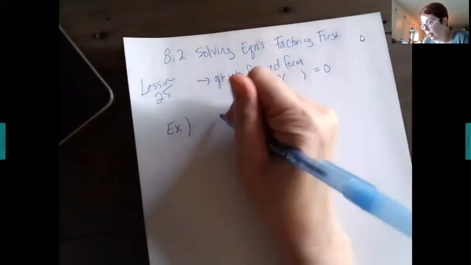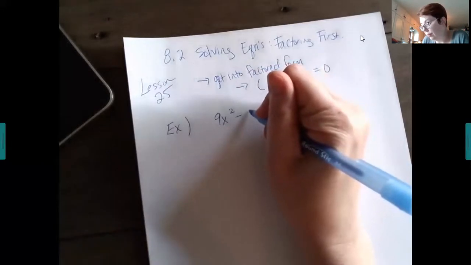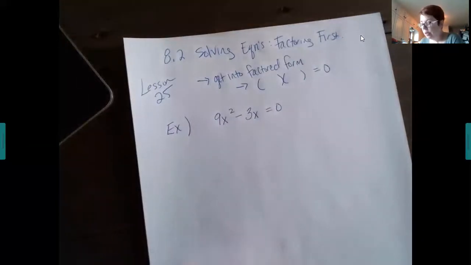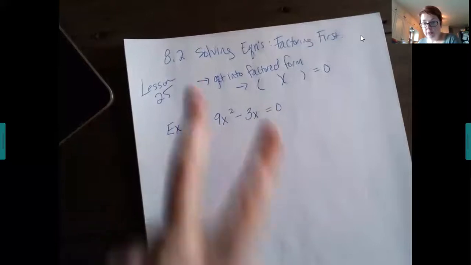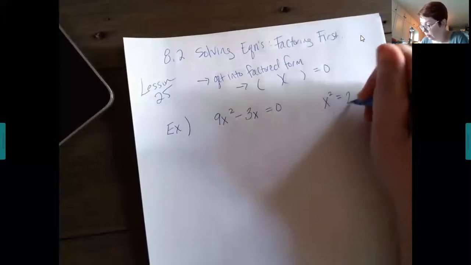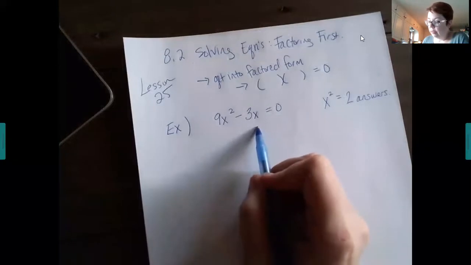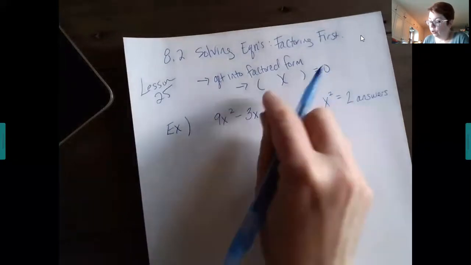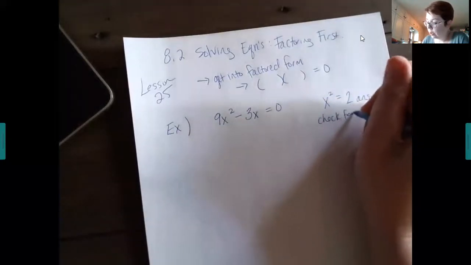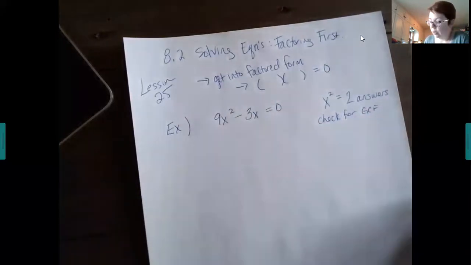You might have something that says like 9x squared minus 3x equals 0. Okay. So this x squared means we're going to have two answers. They might be the same or they might be two different numbers. But here, this is not factorable into a group of 2 times a group of 2. You always want to look and check for a greatest common factor. You can ignore that. You're just focused right here.